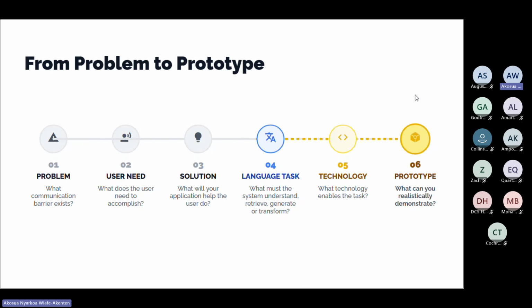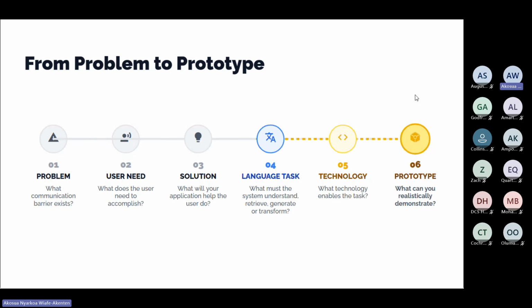Once you've been able to identify your problem, then you move on to user need. Now, you should be asking yourselves, what does the user actually need to accomplish? You'd realize that every user has a goal. So for example, a goal could be that they need to understand some information, they need to ask a question, they need to translate some information, or even communicate with another person. So you need to be able to identify that, right?